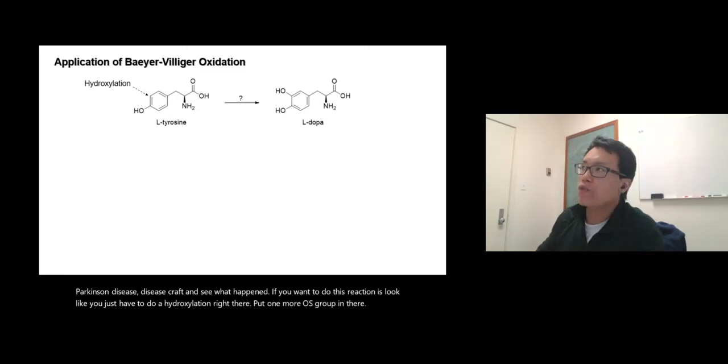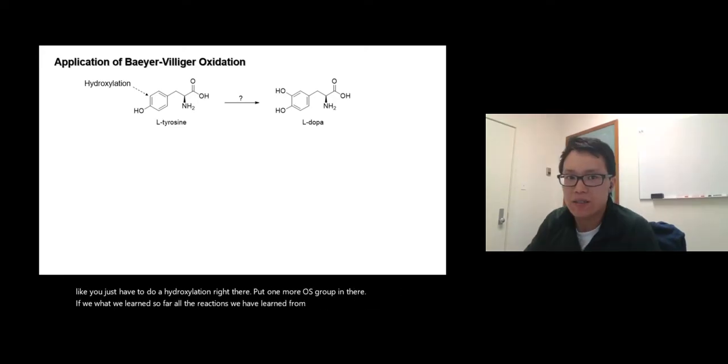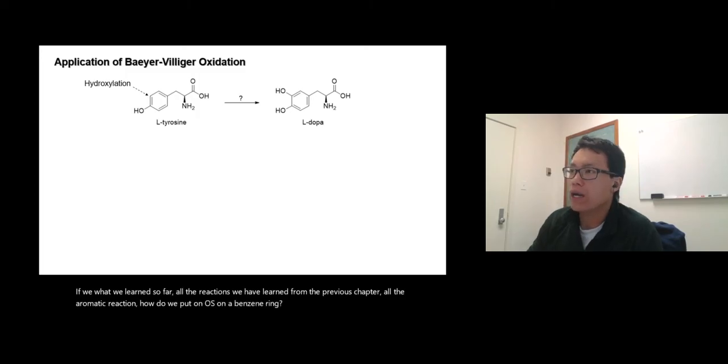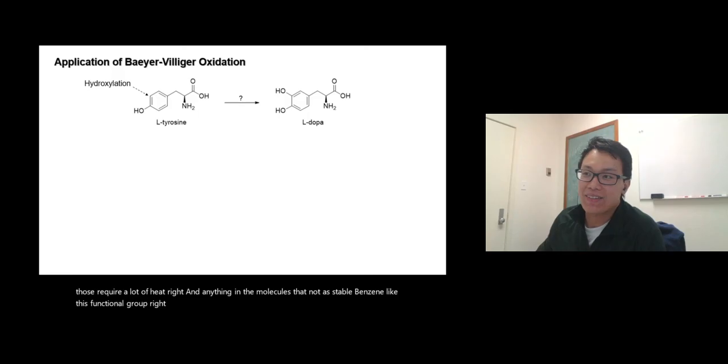Well, with what we have learned so far, all the aromatic reactions from the previous chapter, how do we put an OH on a benzene ring? You probably think about a benzyne reaction, elimination-addition, or nucleophilic aromatic substitution. But those require a lot of heat, right? And anything in the molecule that is not as stable as benzene, like this functional group right here, cannot withstand that heat. Can't do that, right?